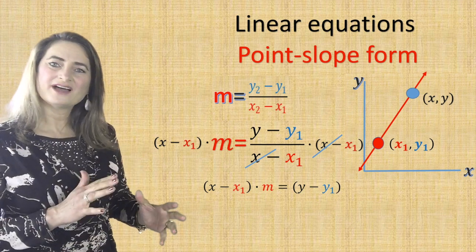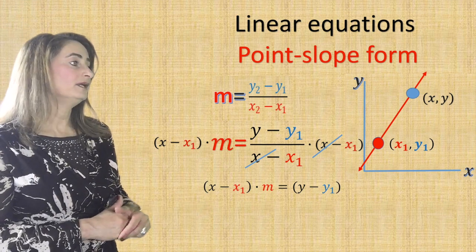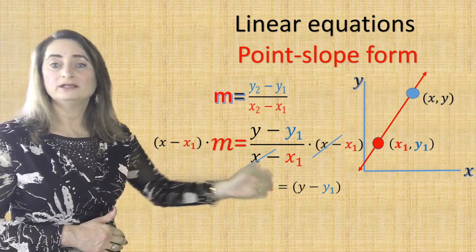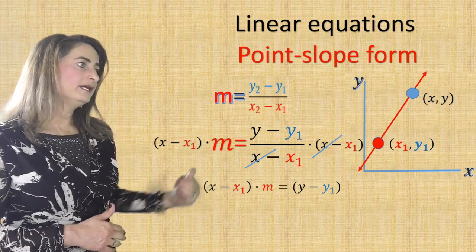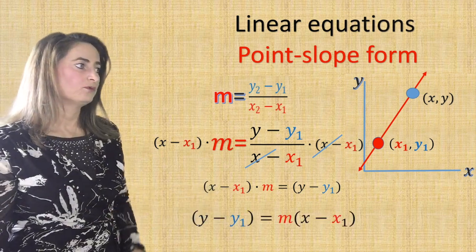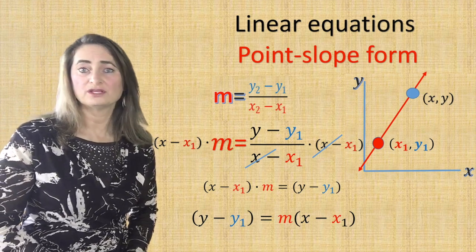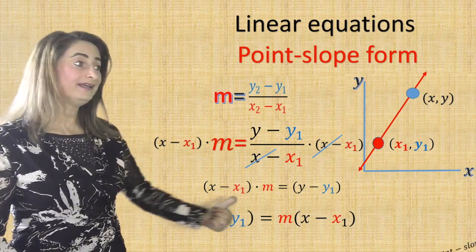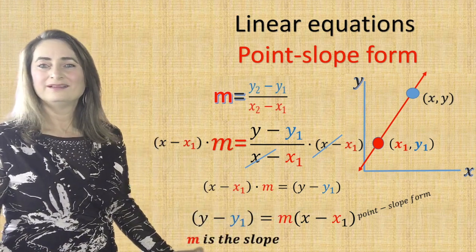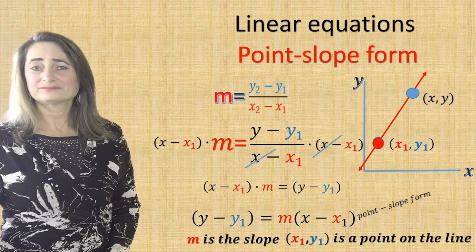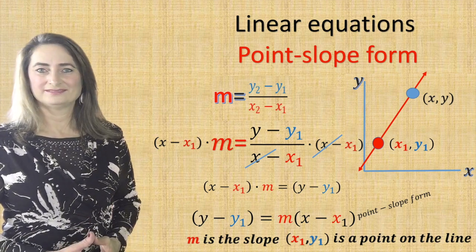Let's rearrange that and have the y at the beginning on the left side, because we always read y equals something. By rearranging, you end up with y minus y1 equals m times x minus x1. Just make sure they are in parentheses. And that is the point slope form, where m is the slope and x1, y1 are a point on the line, or a solution to that equation.